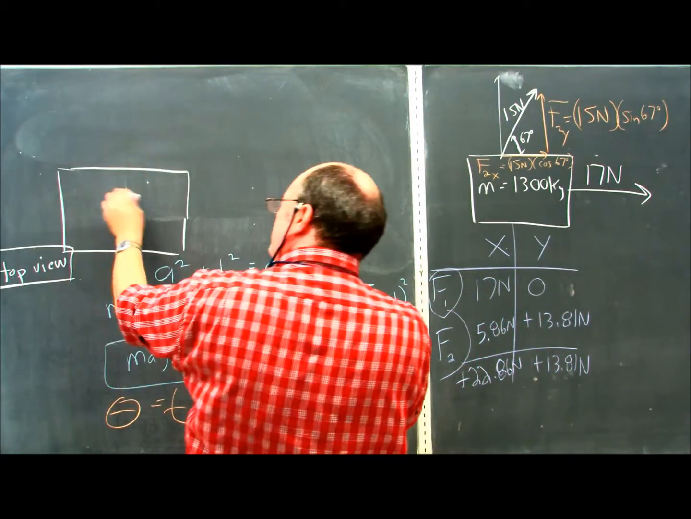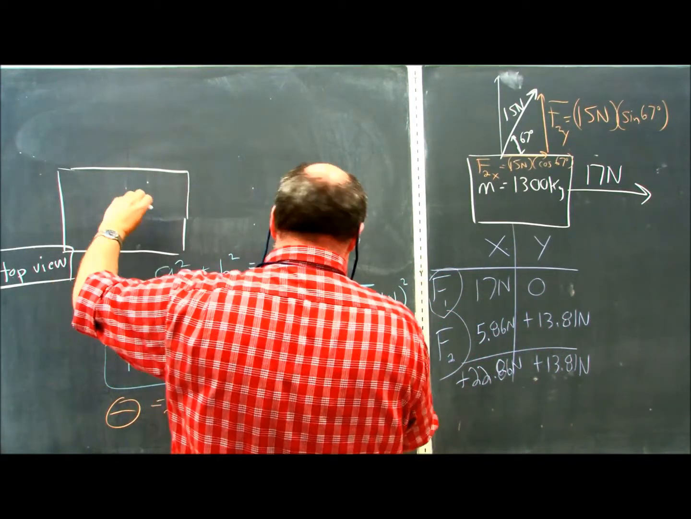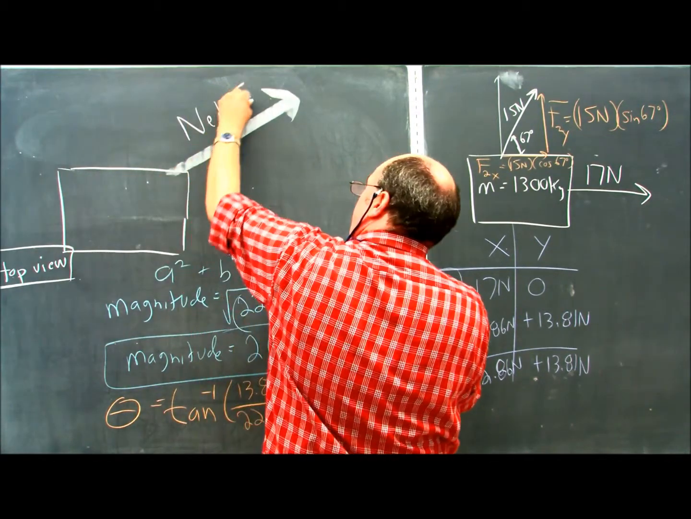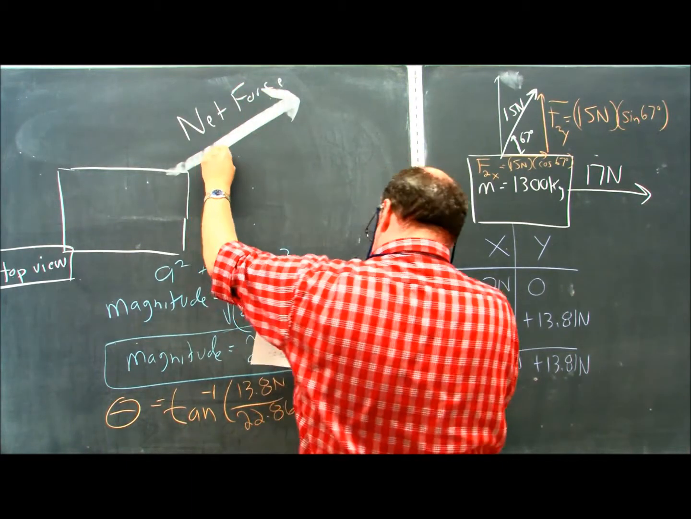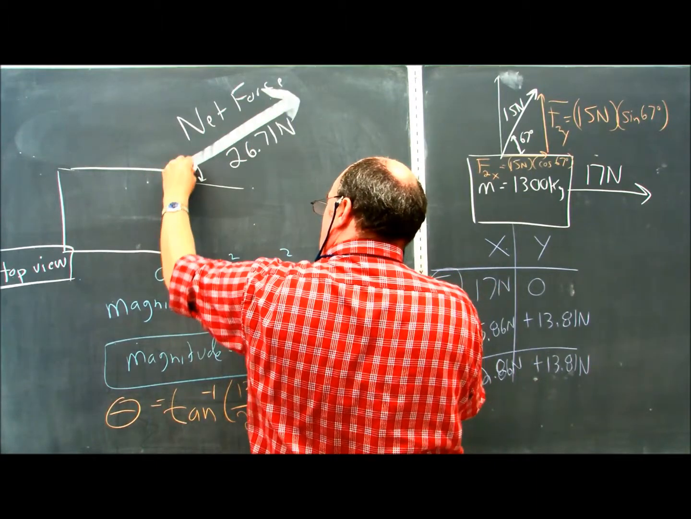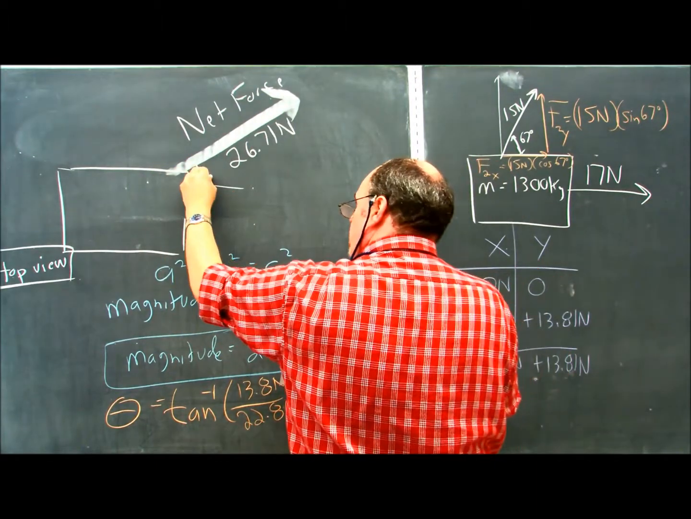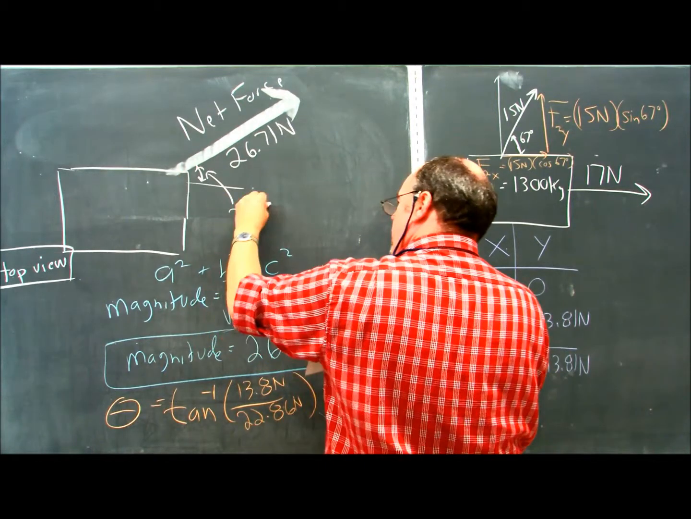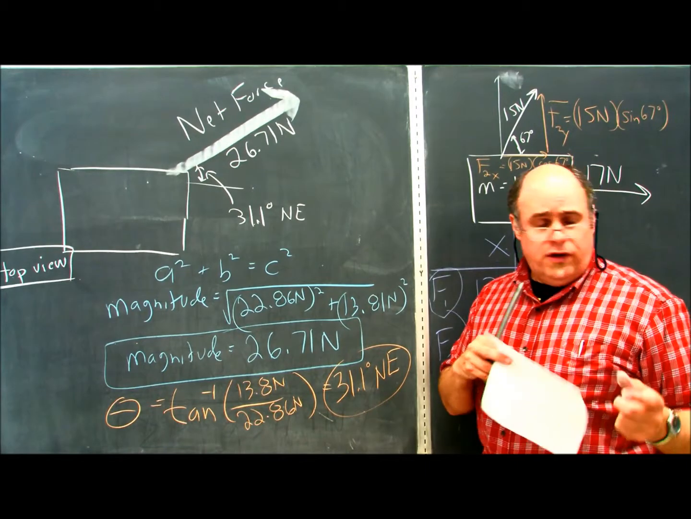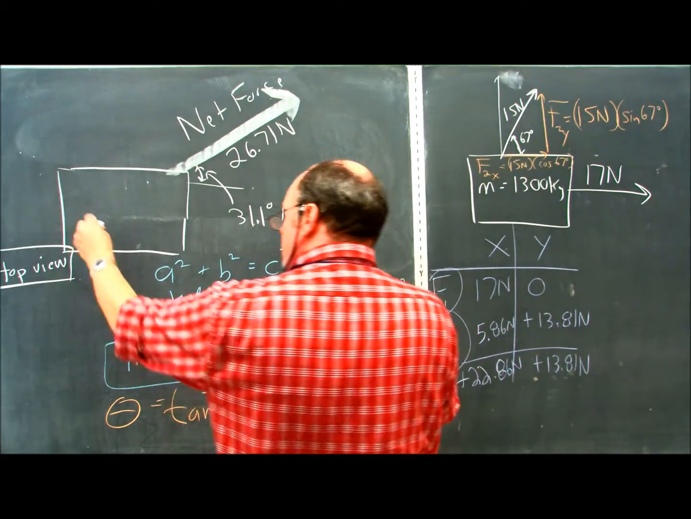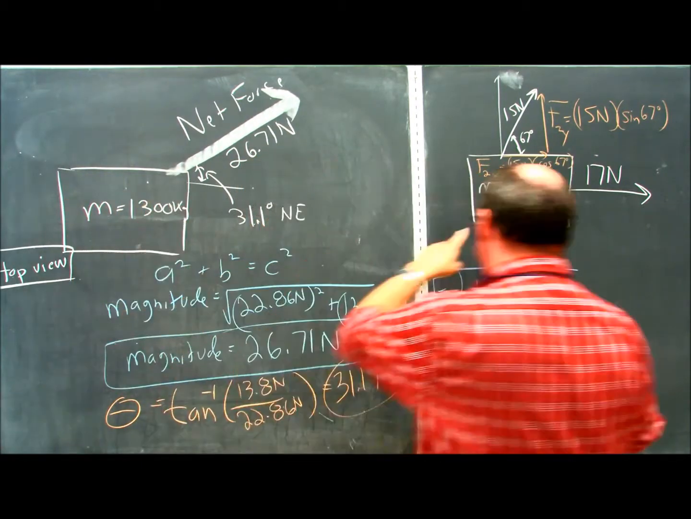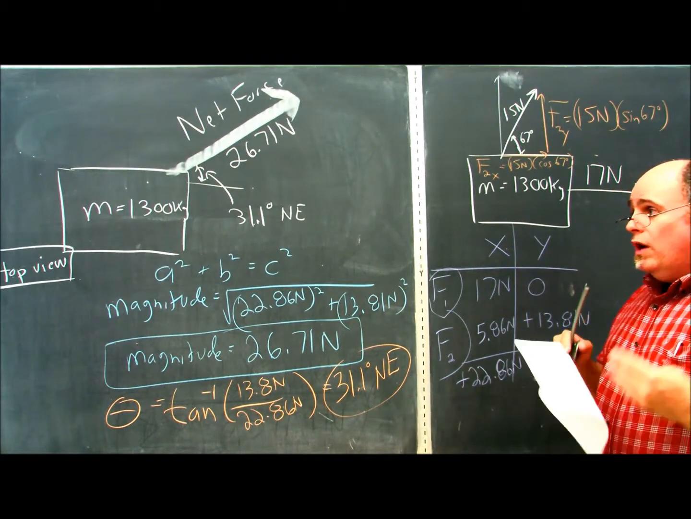And I could say, on this raft right here, there is a force which is going this way, and that's my net force, which has a number of 26.71 newtons, and it's at an angle, and the angle is right here, which is 31.1 degrees northeast. So if I know what the net force is acting on this mass, and remember the mass was 1,300 kilograms, as it's still, the picture is still over here, so how would I go and find the acceleration?